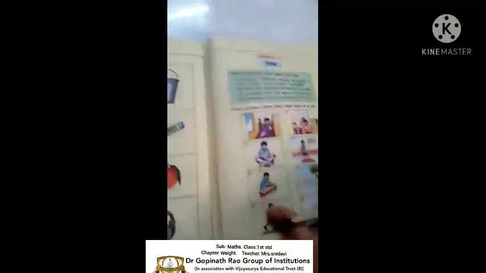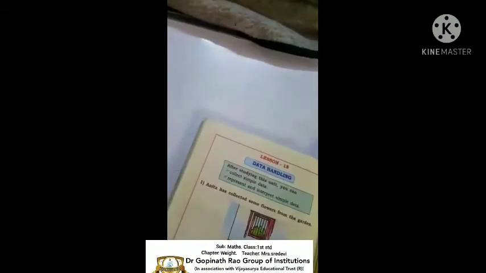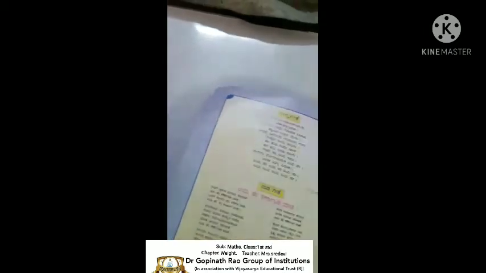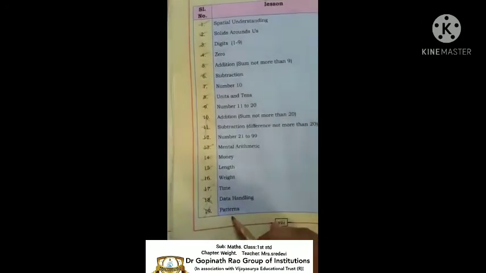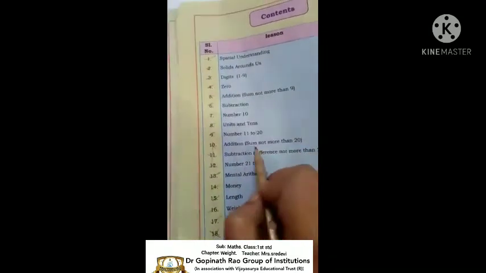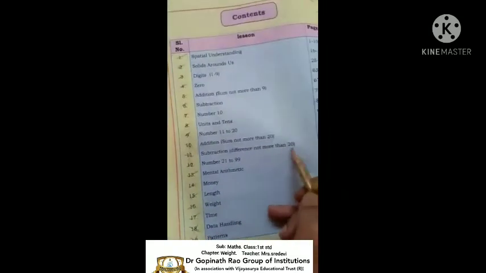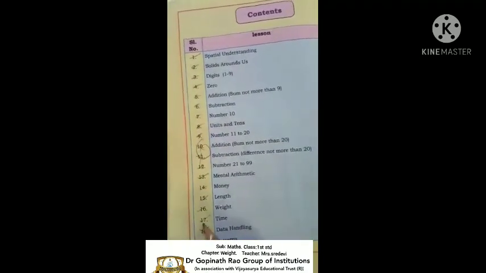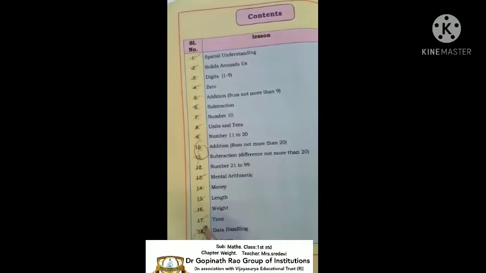Okay, and this data handling is not there for your syllabus. I'll show you. See, this data handling and these patterns are not there for your syllabus. And this addition, subtraction, sum not more than 20 and difference not more than 20, this 2 and this 2, are not there for your syllabus. So time is the last topic, children, for you all.